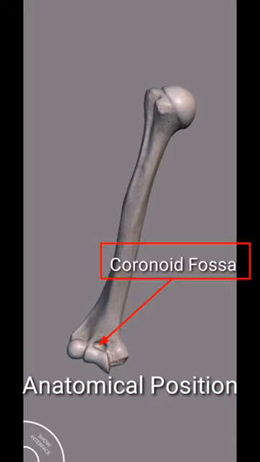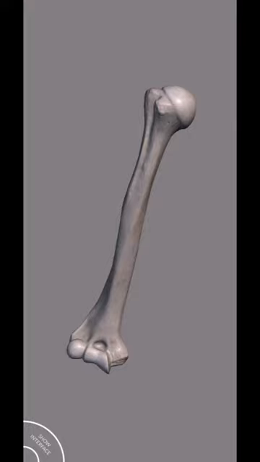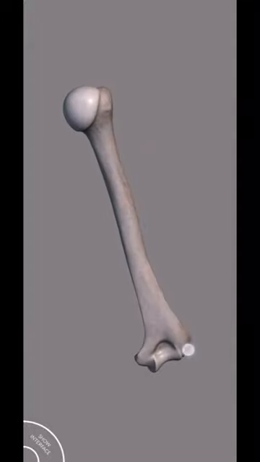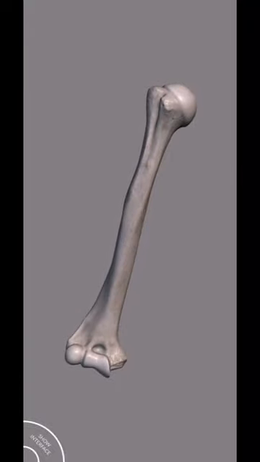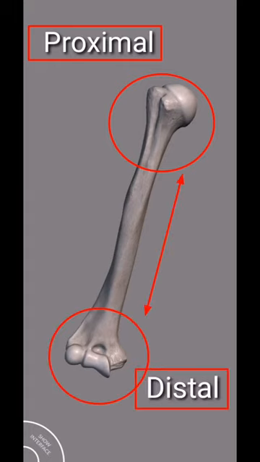The coronoid fossa and the radial fossa should be on the anterior and the head of the humerus should be on the medial. So it is the right humerus. For the humerus bone, you should know that there are two important views. One is the anterior view and the other one is the posterior view. So we will begin with the anterior view. This is the proximal part of the humerus and this is the distal part of the humerus.